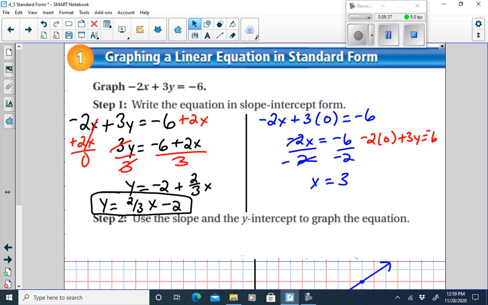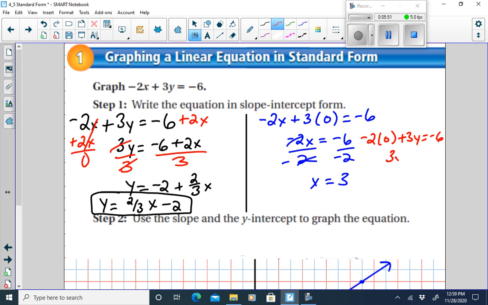Right, do that like that. And let me just fix that -6 here. Right, just give myself a little more room. Okay. And then to solve that equation for y, because that's now 0, we get 3y is equal to -6. Divide by 3, divide by 3, they cancel. Right, we get y is equal to -2.